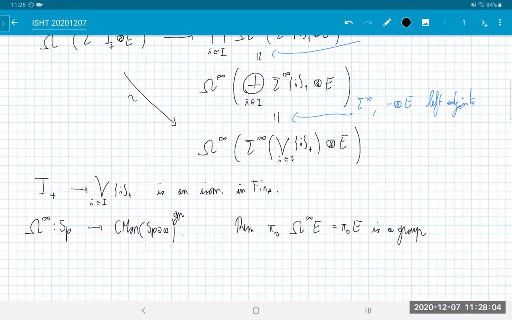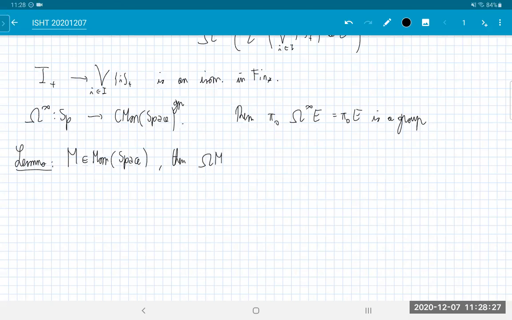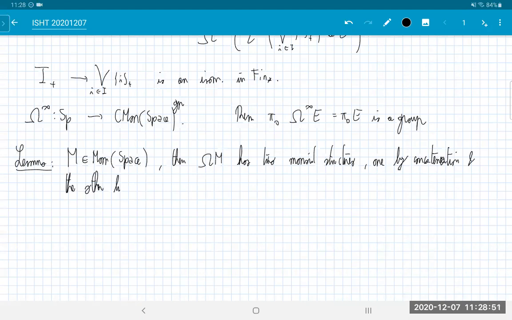No. Okay. So the following lemma, actually I was tempted to do it in the previous section on E1 spaces because it's completely about E1 spaces. But let me say: let M be a monoid in spaces, an E1 space. Then omega M has two monoid structures. One that's coming because it's omega of a space, by concatenation, and the other by just sending t to omega of M of t, if you want, the pointwise product.